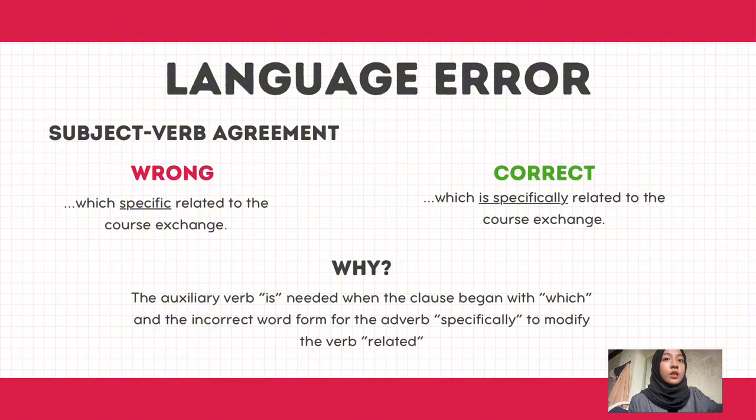The third error is language error. The first one is subject-verb agreement error. The wrong one is which specific related to the course exchange. The correct one is which is specifically related to the course exchange. Why do I say this is wrong? The auxiliary verb is needed when the clause begins with which, and the incorrect word form for the adverb specifically to modify the verb related.